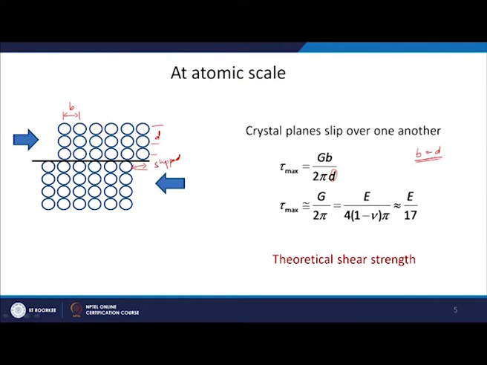So my tau max is now equal to G upon 2 pi, and now I can use the conversion constants between the Young's modulus and the shear modulus, which use the Poisson's ratio nu. So it will be E upon 4 (1 minus nu) pi. Ultimately you will get a value which is E by 17. So this is the theoretical shear strength of the material.